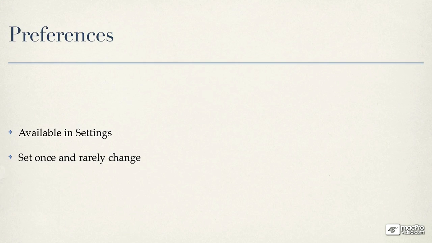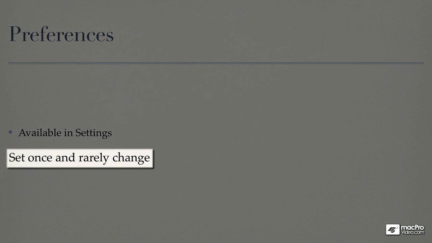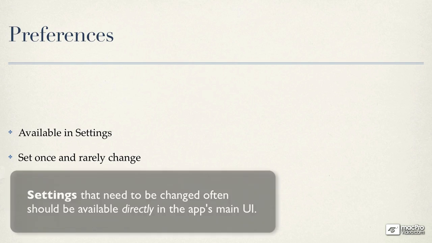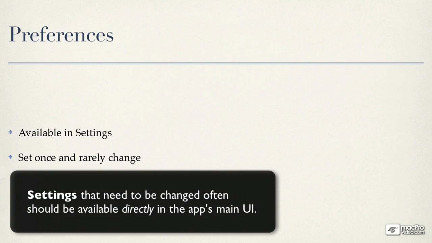These are the ones that should only be set once or twice. They shouldn't be common ones that users are always changing. They're harder to get to. If you're going to have a setting that a user changes frequently, it should actually be in the app.